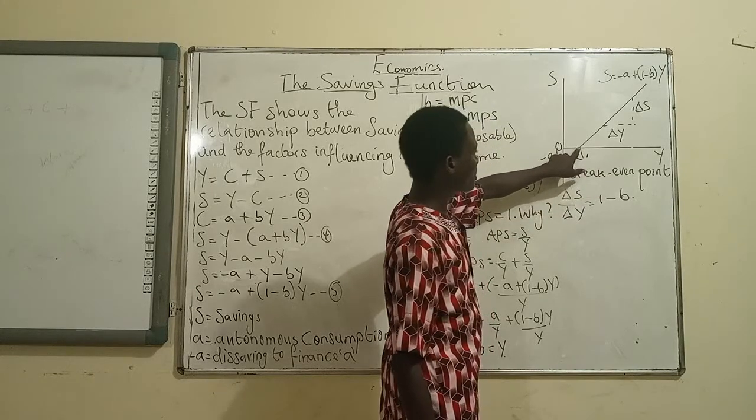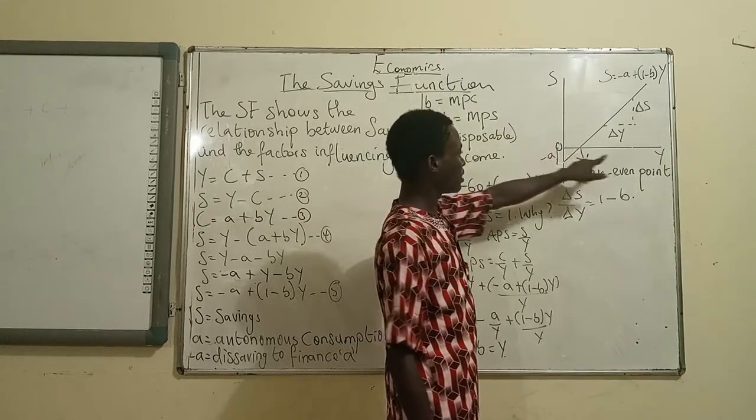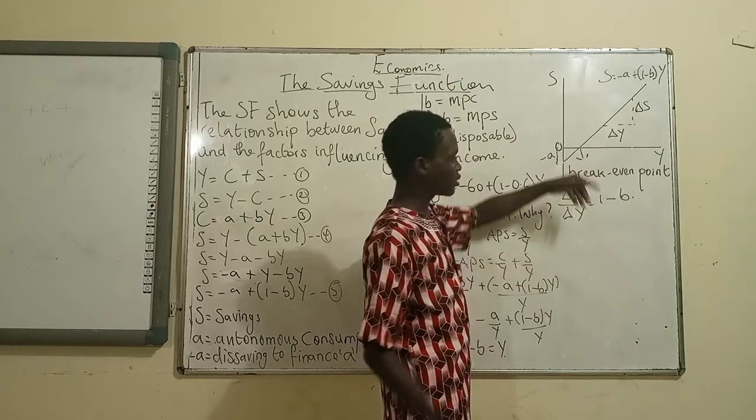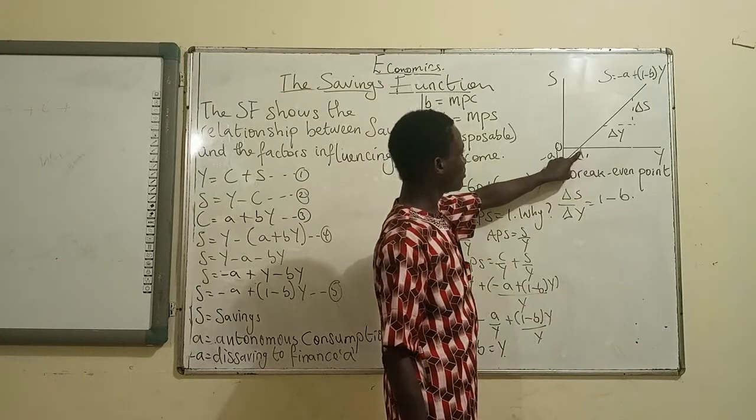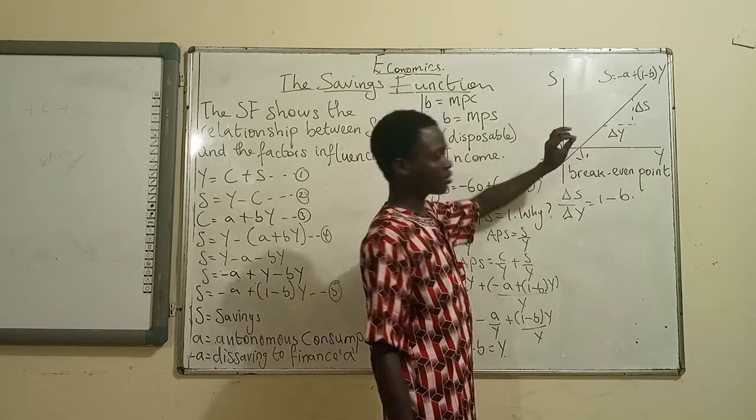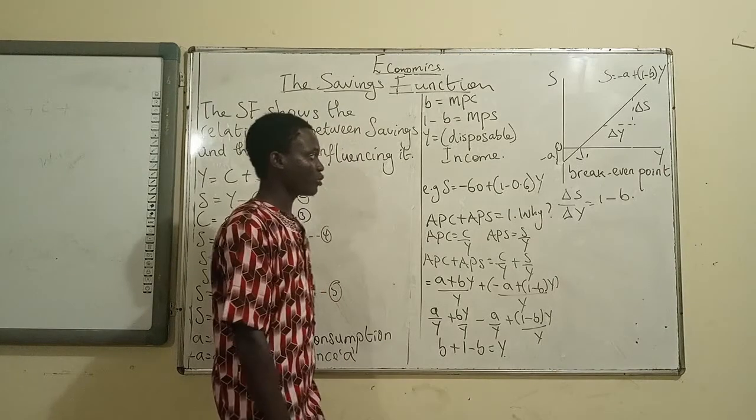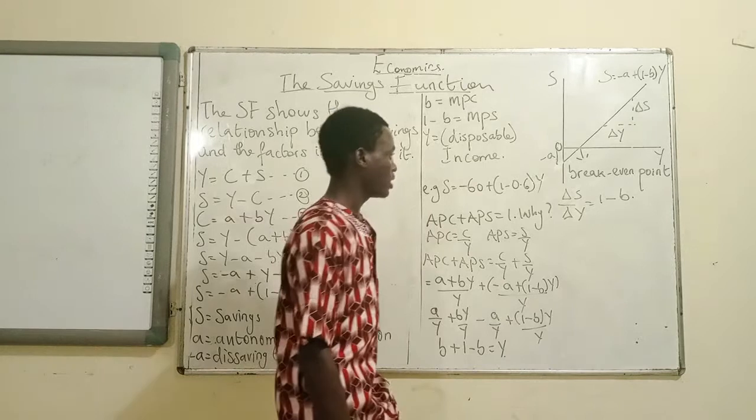We begin to have a positive saving here, when this individual has started to earn this particular amount of income. So there is an equilibrium over there. The income gets to a certain level where this consumer begins to have a non-zero or a positive saving, and that point is also known as the break-even point.